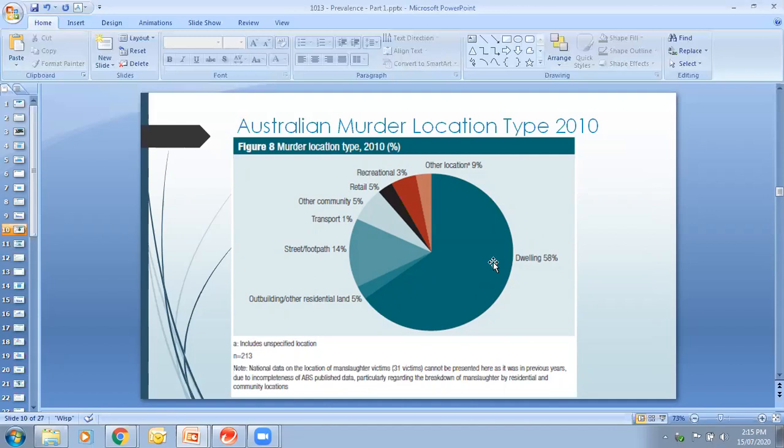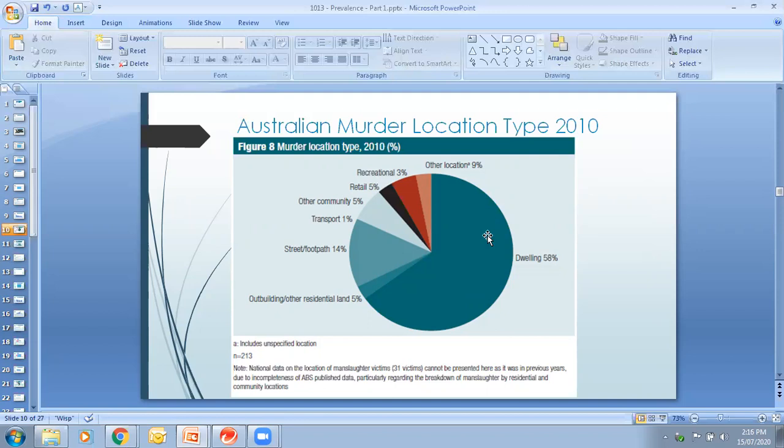So the take-home message from this is don't go home. Stay on the bus, catch public transport and you're safe there, or stay out on the street, but just don't go home. Retail, 5% in retail. How would this come about? Well, it could be robberies gone wrong where people become victims. Recreational, for 3%, that's parks and beaches, etc.